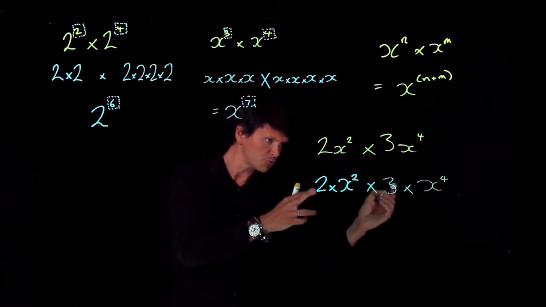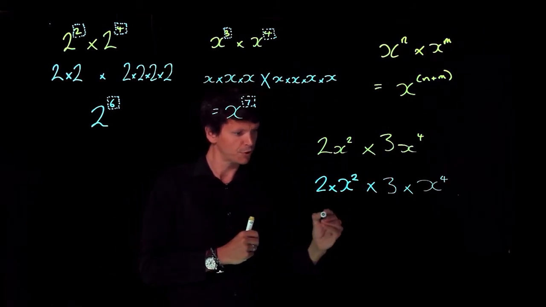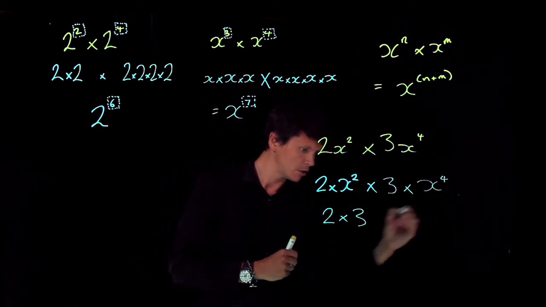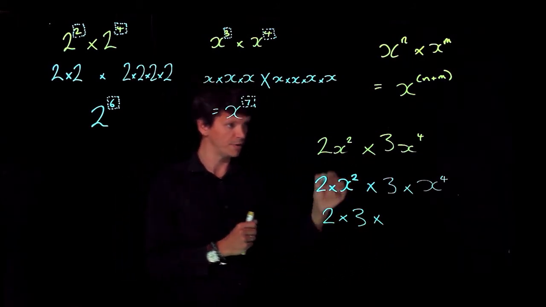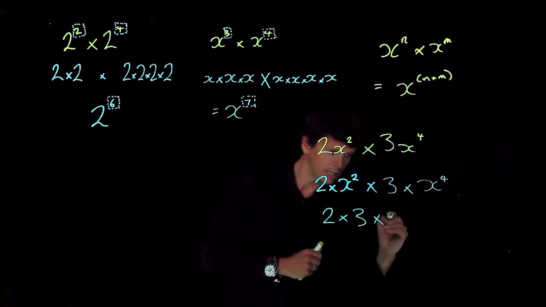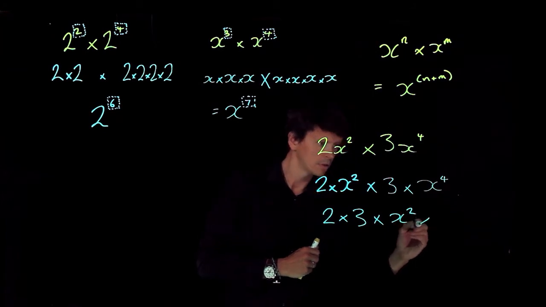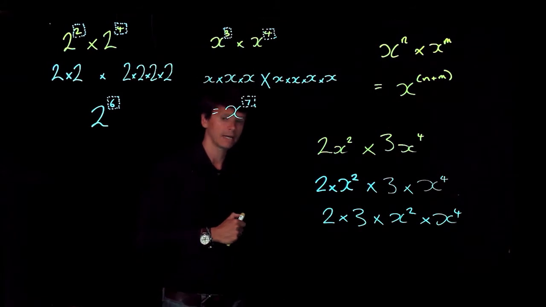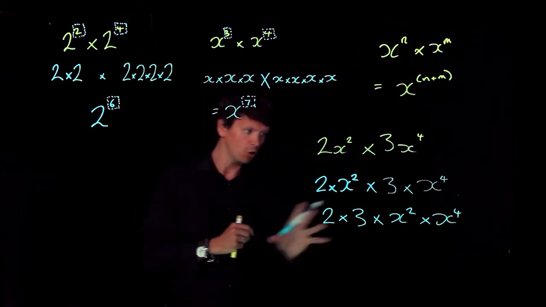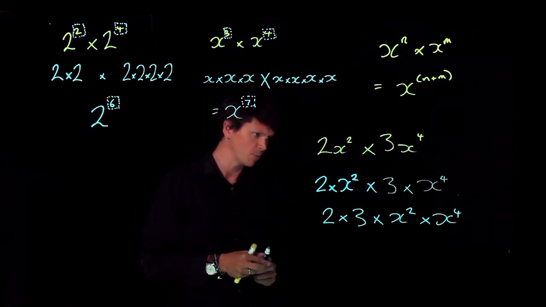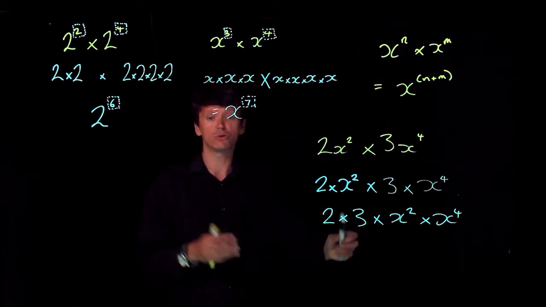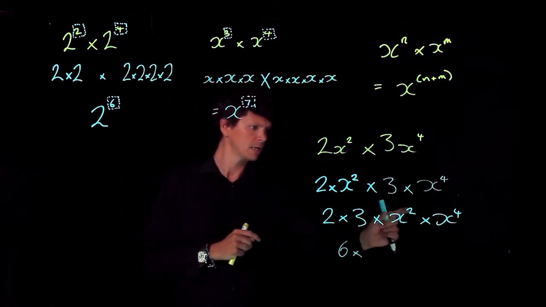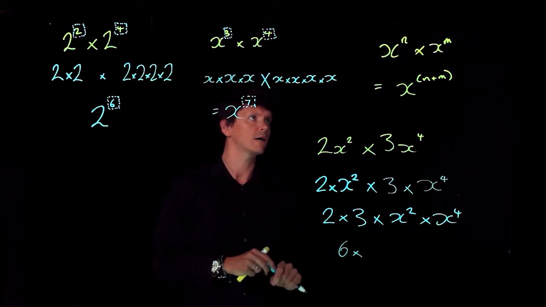So let's just rearrange this slightly and look for our numbers. We've got 2 times 3. No more numbers. We're now into x terms, variables. We've got an x squared, and we've got an x to the power of 4. Okay, a number of steps involved here, but we're getting quite close to our answer now, and we can start to look at tidying this up, because 2 times 3, well, that's nice and easy, isn't it? That's 6. Times x to the power of 2 times x to the power of 4.